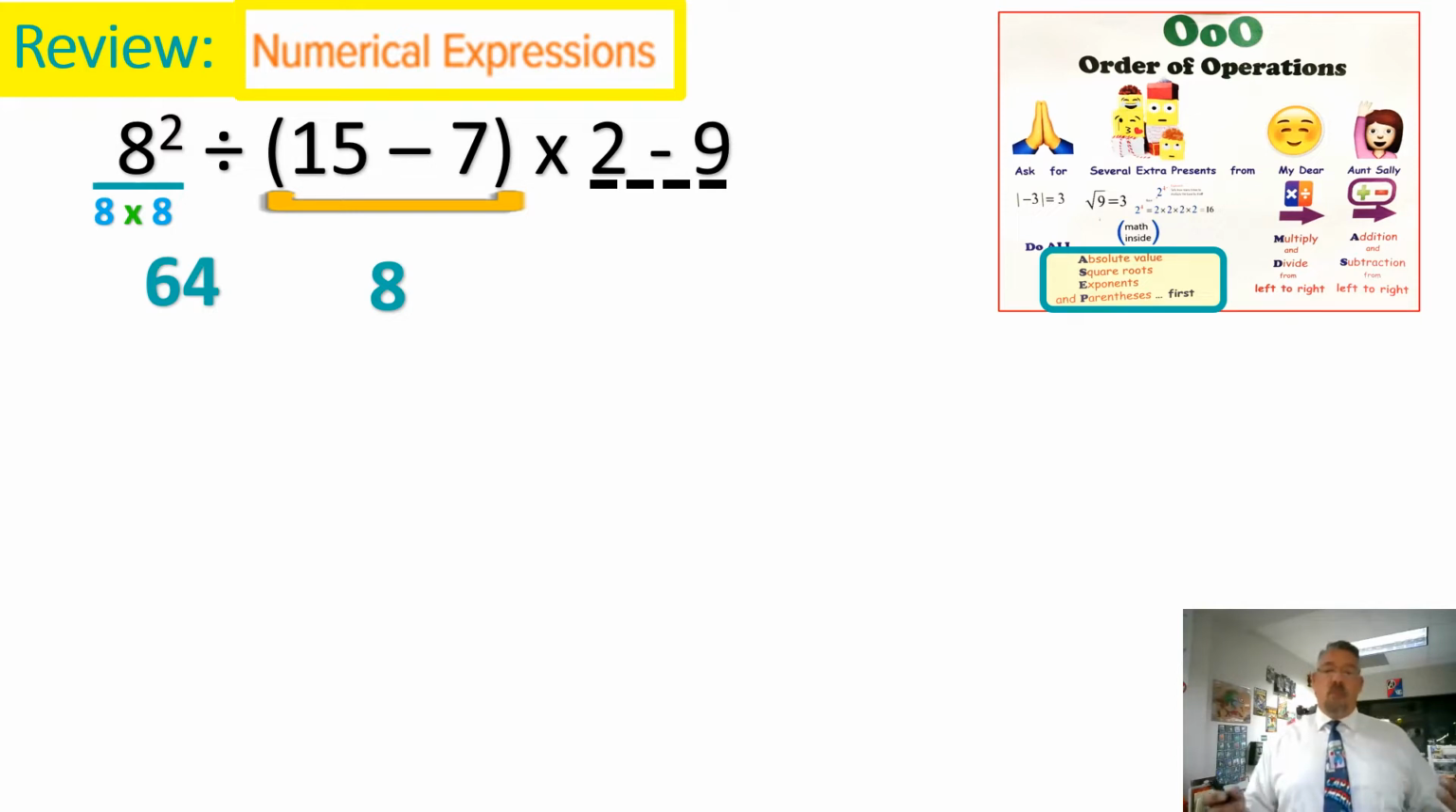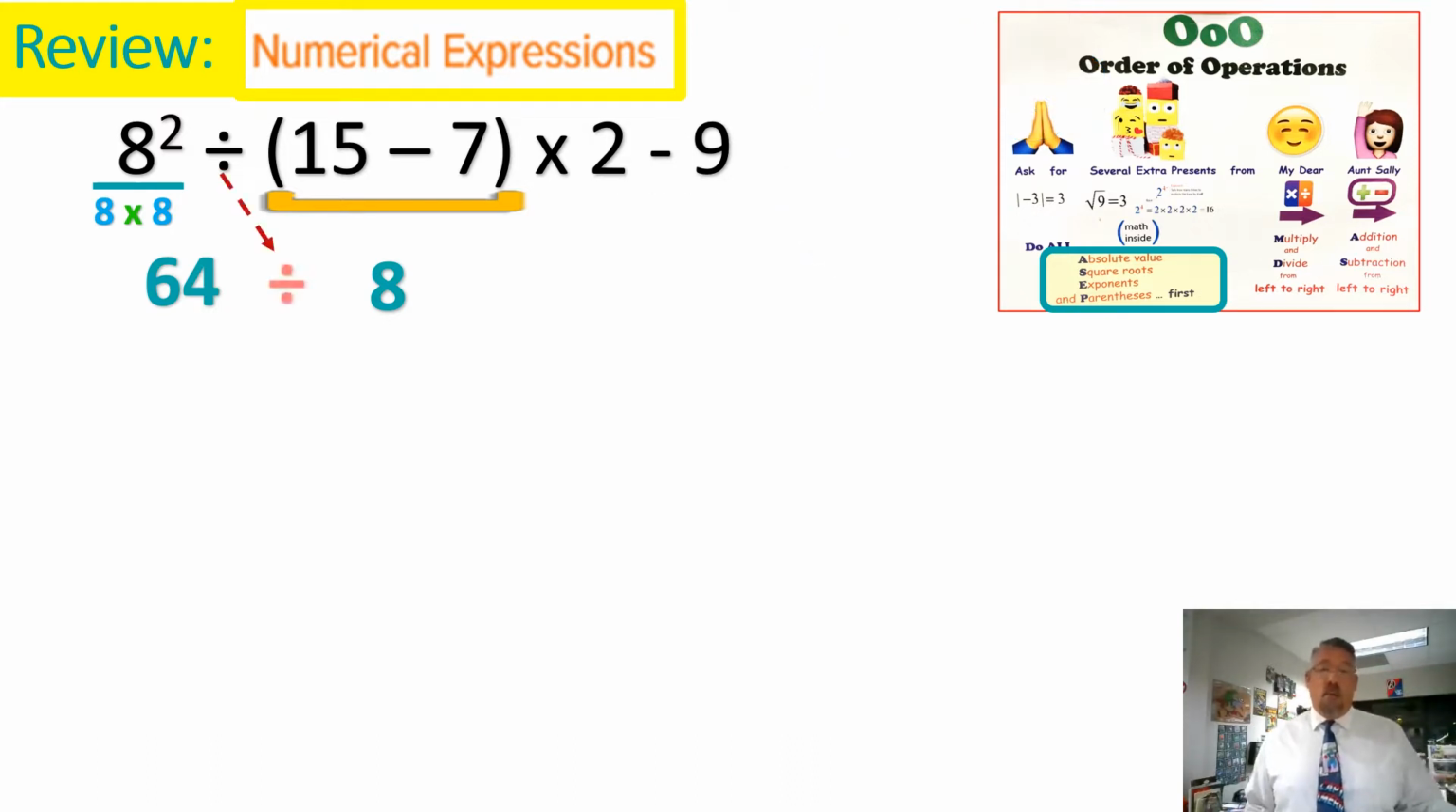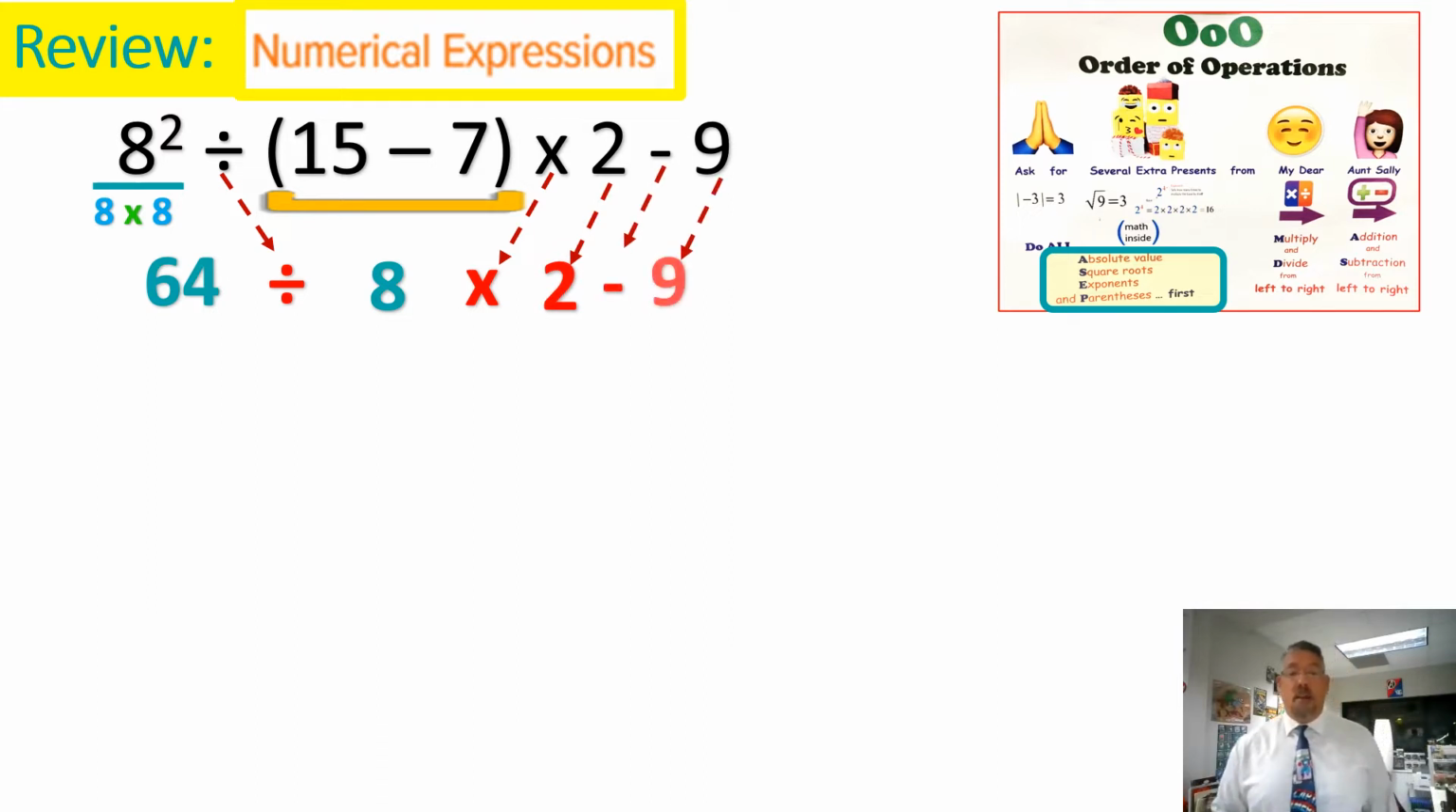Now, what about 2 minus 9? Well, once again, I need to keep in my mind that 2 minus 9 is not inside of parentheses, so I can't do that yet. I'm just going to ignore it. Bring everything else down, so I make sure the division is between the 64 and the 8. I bring down the multiplication, the 2, the minus, and the 9. This is the first math problem I expect you to have written on your math paper.